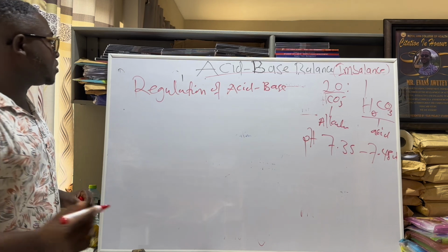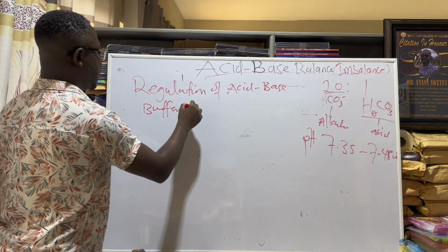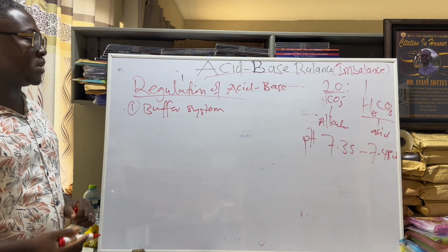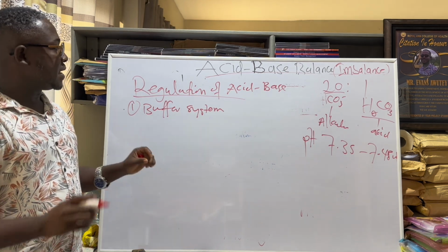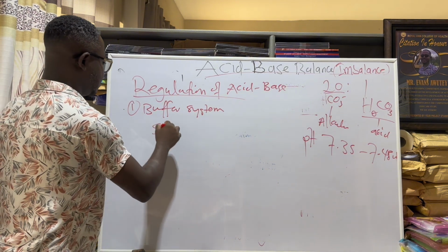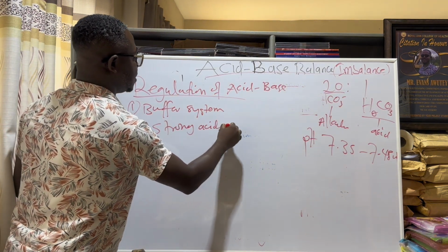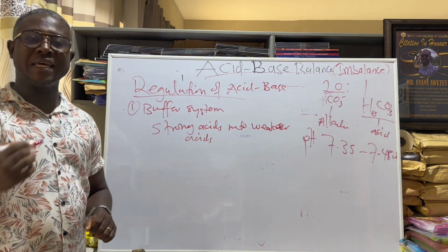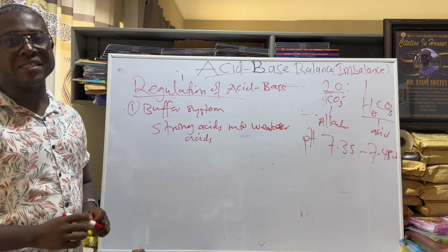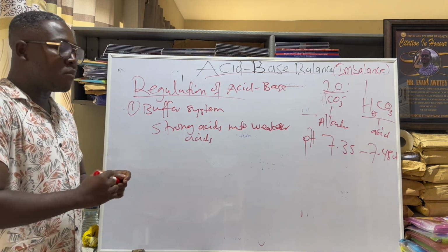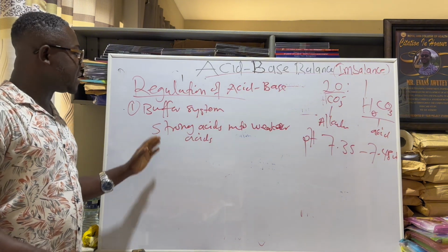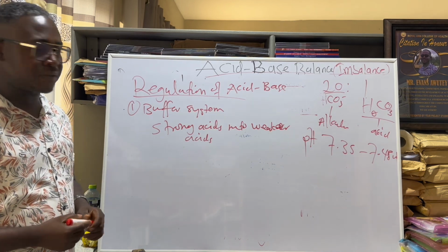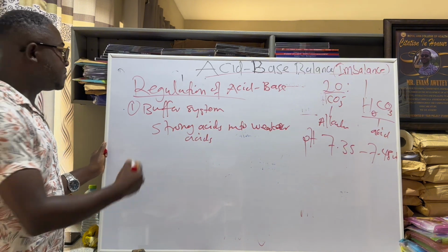Now, one way that the body tries to do this is the buffer system. So 1, buffer system. How does the body do this? The buffer system simply means that the body tries to change strong acid into a weaker acid so that the body, the kidney, or the respiratory system will be able to excrete it easily. So anytime the body notices that the blood is acidic, all that they try to do is that they change strong acid into a weaker one so that the kidney or the respiratory system can excrete it.